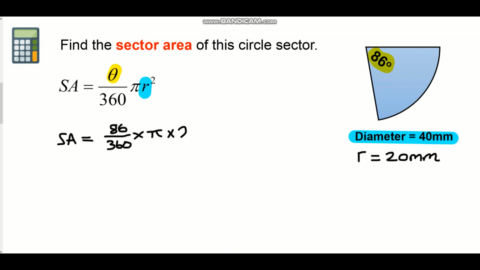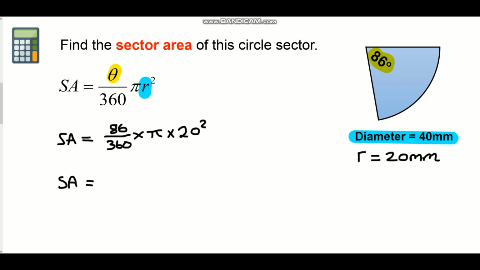And then I'm going to do 20 squared, because that's my radius squared. Don't forget that squared sign. I know in the last activity you didn't have that squared sign. You were doing pi times d, so you didn't have a squared number on the end. Just be careful that for these sector areas you always have a square number on the end.